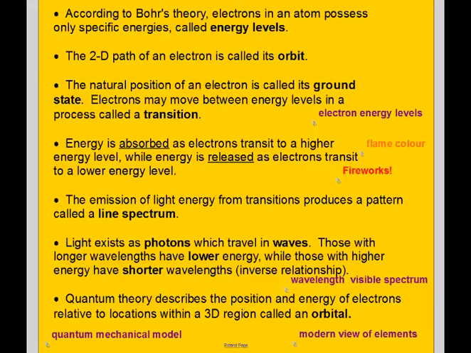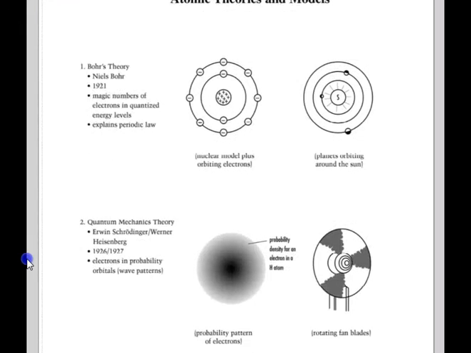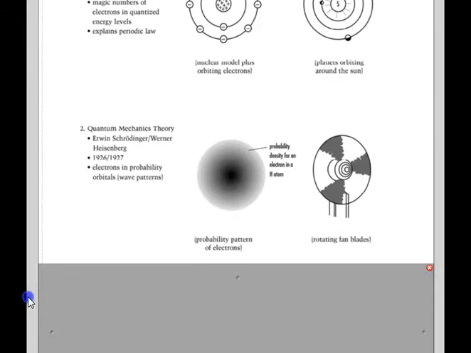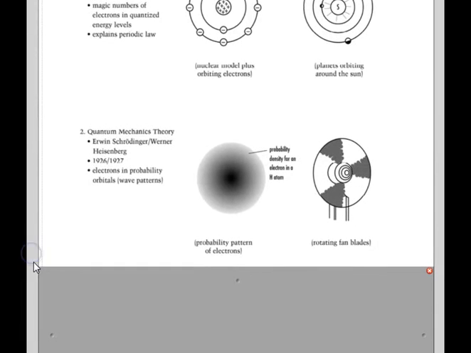And if we just look at the quantum mechanical theory, just sort of summed up, here are some of the names that were involved, Schrodinger and Heisenberg. And this was a little bit later on, born in 1921, so still in the 1920s, electrons in probability orbitals or wave patterns. We'll look at this a little bit more in the 4U course as well when we look at quantum numbers.